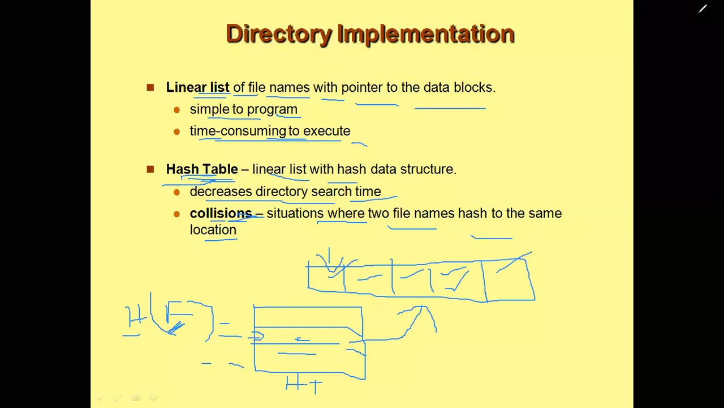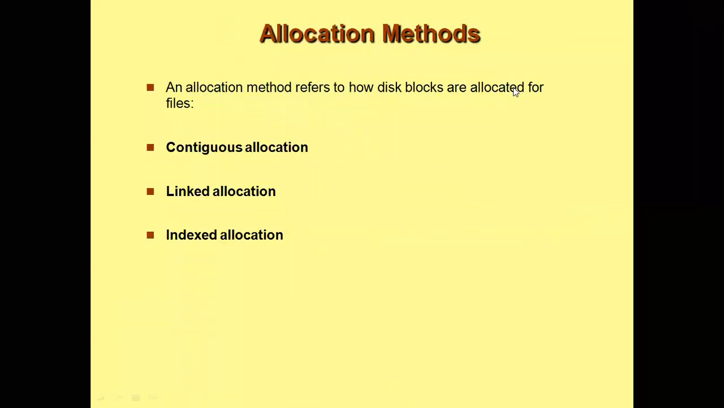Okay, so moving to the next topic, the next topic is allocation methods, which is very, very important. Every time the same question is asked in all the VTU papers. Okay, so an allocation method is nothing but a method that refers to how disk blocks are allocated for files. You know that the files are to be stored in the form of blocks. The disk is divided into numerous blocks, and the file is stored in each of these blocks. So how we allocate the disk blocks to the files is through these three techniques. That is, the first one is contiguous allocation, the second one is linked allocation, and the third one is indexed allocation.